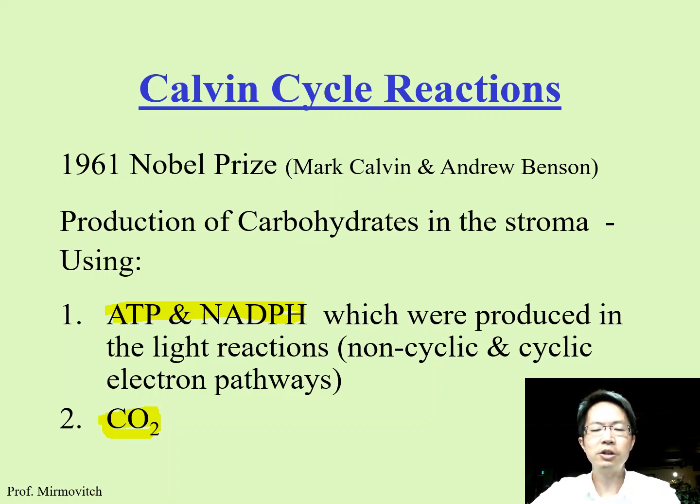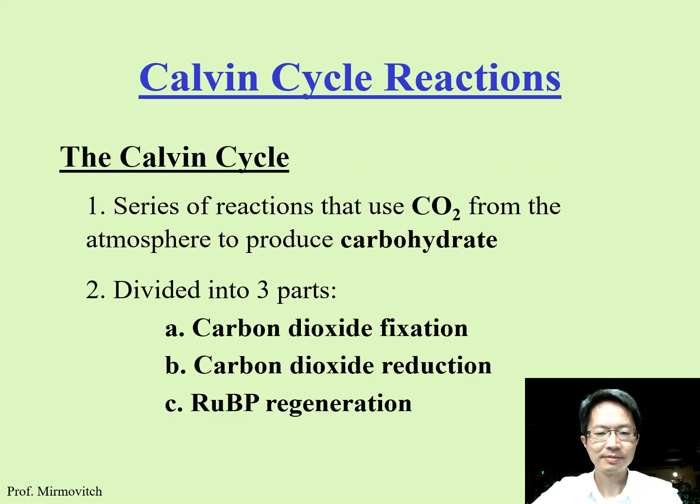Remember reduction, what is the definition of reduction? Reduction is the gaining of, in this case, hydrogen atoms. So when you put hydrogen atoms into the carbon dioxide, then carbon dioxide becomes carbohydrate, which is a form of sugar. The Calvin cycle is a series of reactions that uses carbon dioxide from the atmosphere to produce carbohydrate.